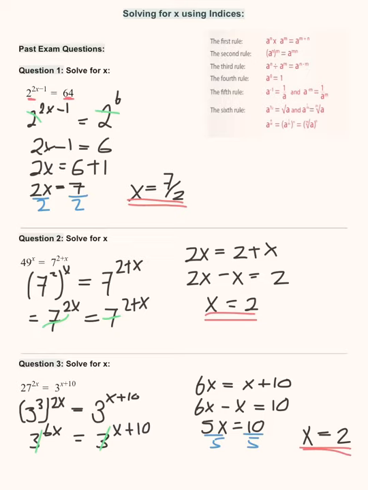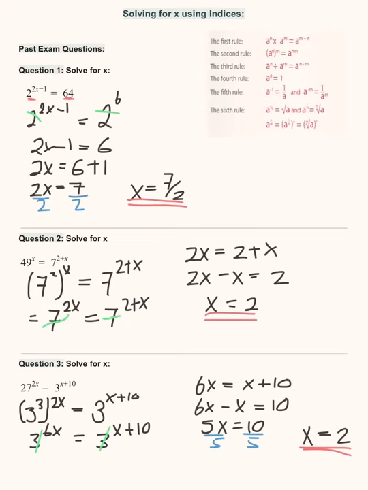So for indices algebra questions, your aim is to get the bases the same, as we can only use our indices rules when the bases match. Because if you look through those laws up the top right hand corner, you can see each one has the same base a. We can only use these rules when the bases are the same.